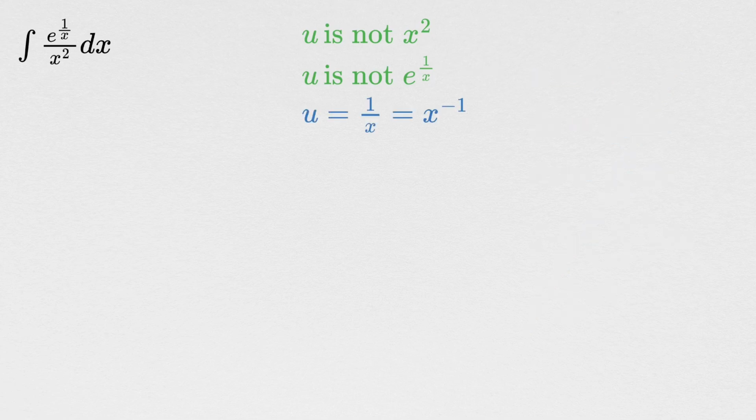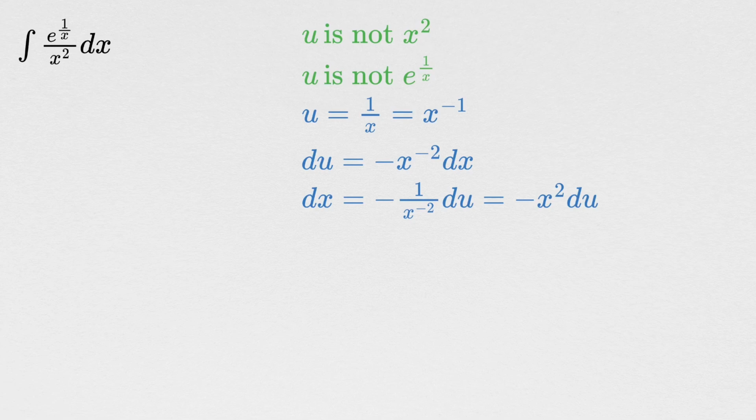Instead, let's set u equal to 1 over x. I rewrote this as x to the -1 for convenience. Then du equals -x to the -2 dx, and dx equals -1 divided by x to the -2 du, which I'll rewrite as -x squared du.